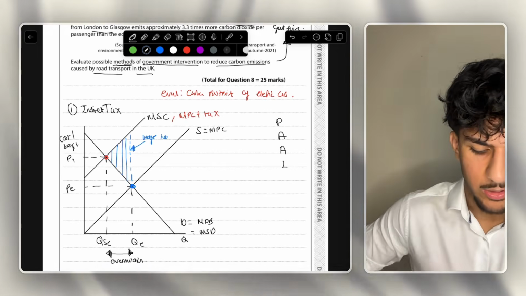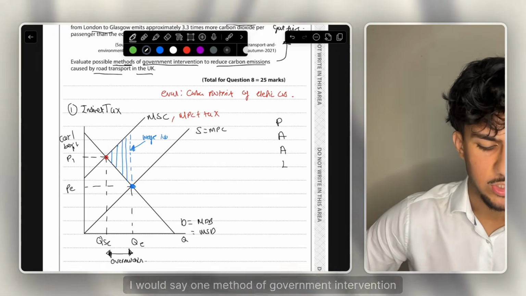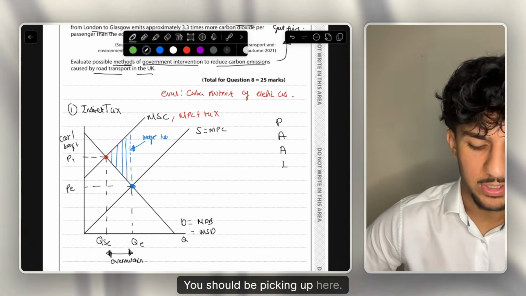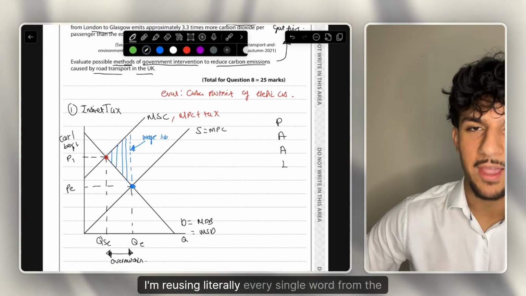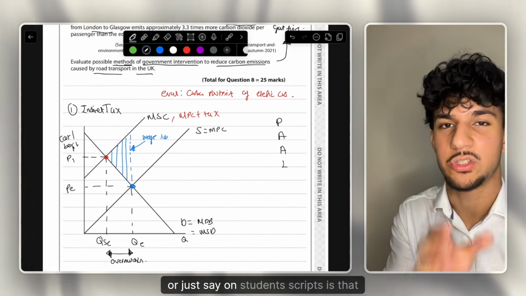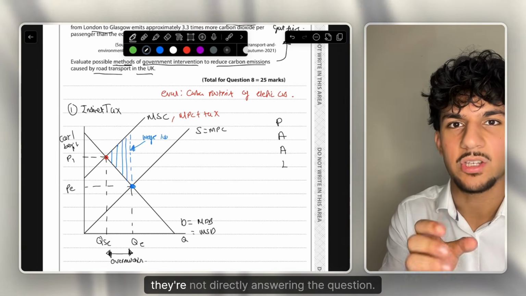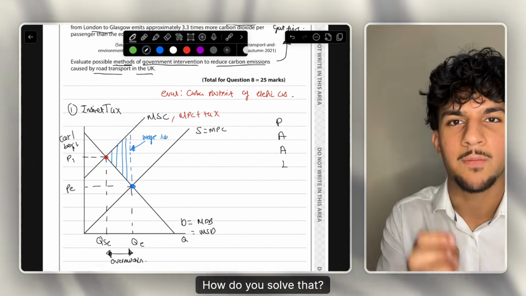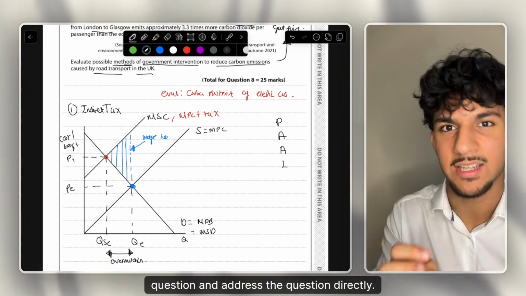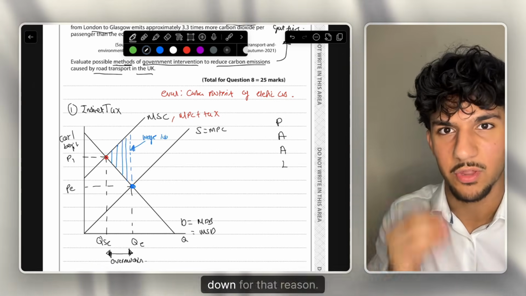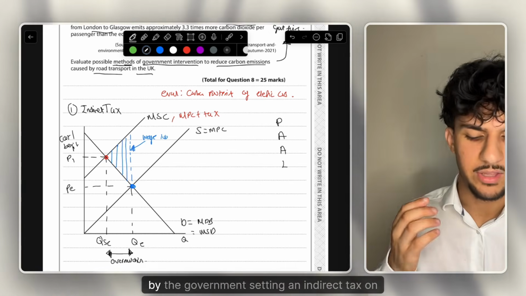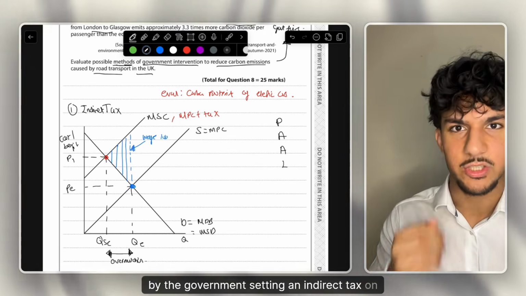But so I would say one method of government intervention to reduce carbon emissions caused by road transport in the UK. You should be picking up here what I'm doing: I'm reusing literally every single word from the question. One thing examiners will say in examiners' reports, or just say on students' scripts, is that they're not directly answering the question. How do you solve that? You literally use the exact wording from the question and address the question directly, so you can never get marked down for that reason. So one method of government intervention to reduce carbon emissions is by the government setting an indirect tax on producers.